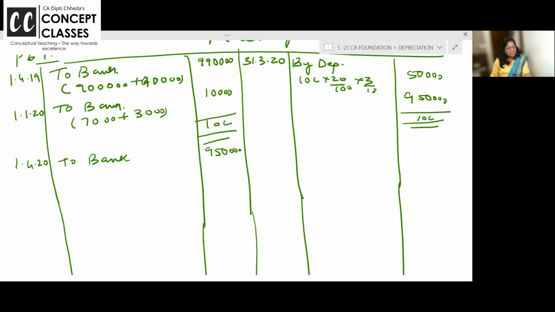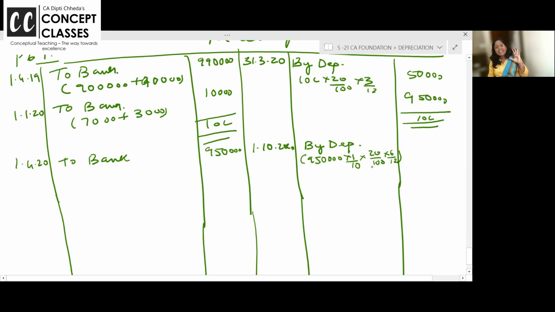Now, next year, what happened? On 1st October 2020, sold one machine at a profit of 10%. So now first you have to charge depreciation for the machine which is sold. So 9,50,000 is the value of 10 machines. One machine is sold. 10 machines value is 950. One machine is sold, so 1/10. And on this 1/10 you have to charge 20% depreciation for 6/12.